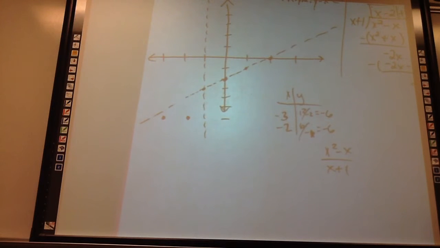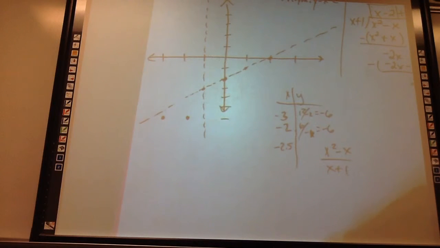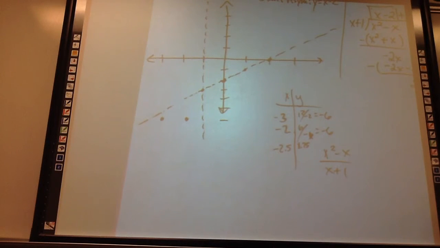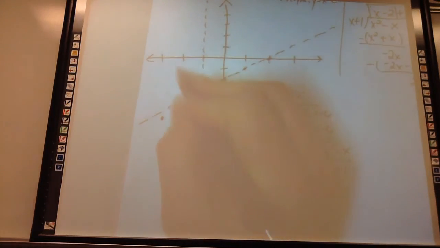Should we do one in between? Yeah, better. Negative 2.5 squared is 6.25. 2.5 squared is 6.25. So you got 8.75 over negative 1.5, which is negative 5.8. Just as I suspected.